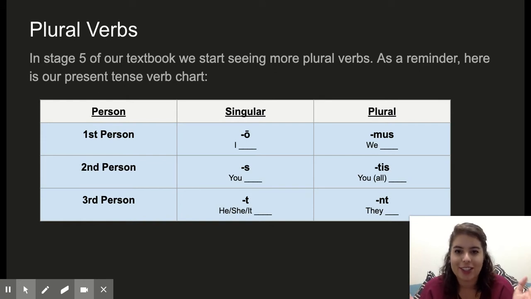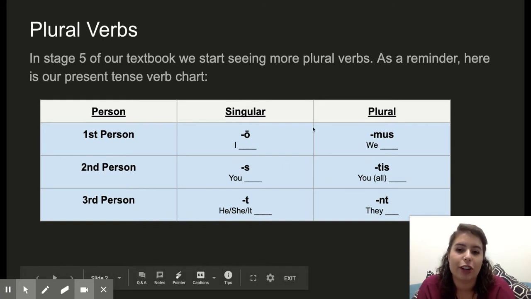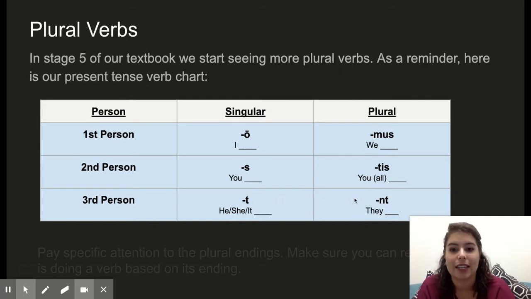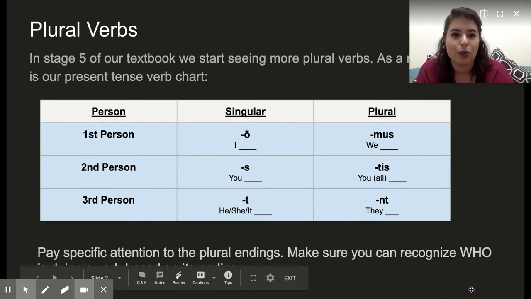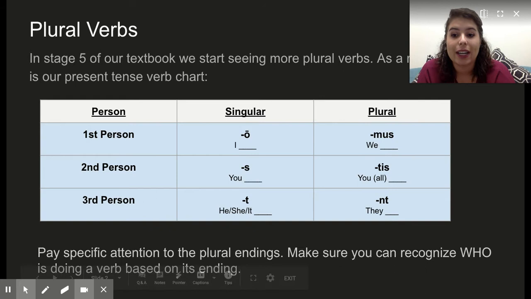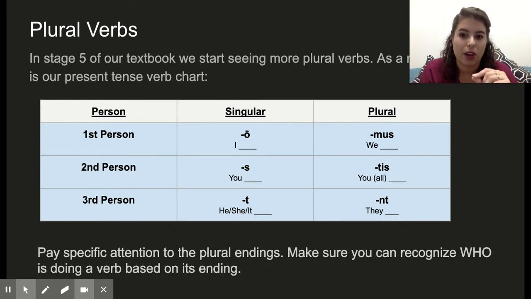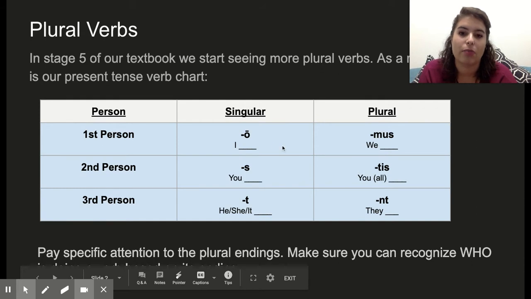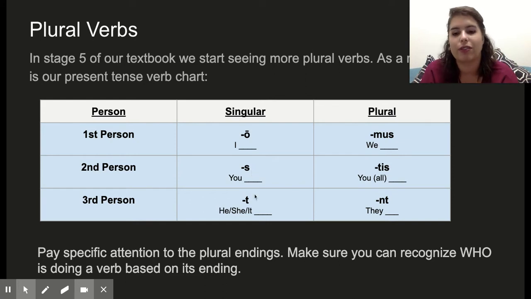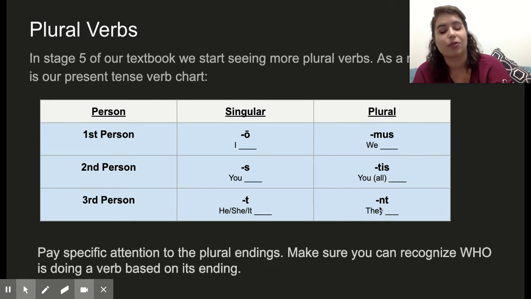If you already have this chart copied down, you don't need to copy it again, but make sure you take a look at it again, refreshing your memory of our verb endings and specifically these plural ones, and making sure that you can tell the difference between the singular and plural endings. And in general, make sure that you are able to recognize who is doing a verb based on the ending. So really get these endings down. If it ends in an O, I'm doing the verb. If it ends in an S, you are doing the verb. T, he, she, or it is doing the verb. Mus is we. Tis is for you all or y'all. And nt is for they.